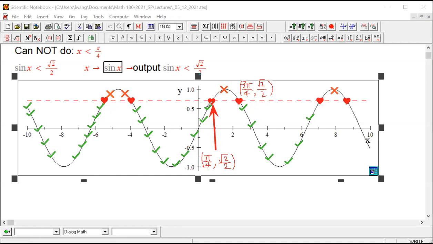5 pi over 4? Are you sure? We have gone through a period. It'll be pi over 4 plus 2 pi. How do we get this point? 3 pi over 4 plus 2 pi. Okay, so let's look at this point. Mark this point. That is pi over 4, because we want to identify a pattern. That's pi over 4 plus 2 pi.